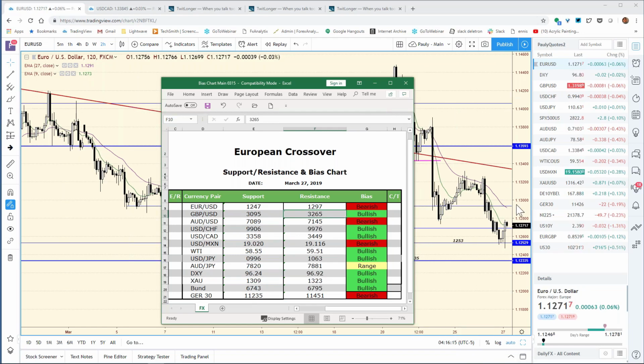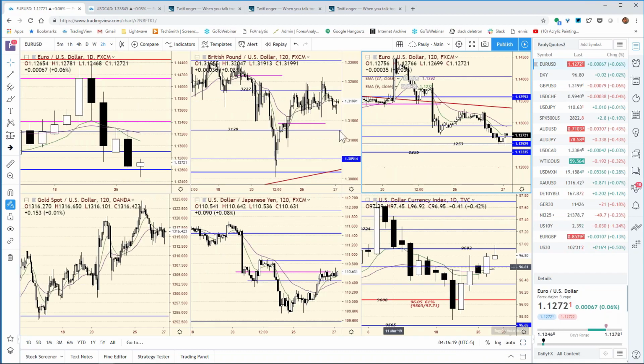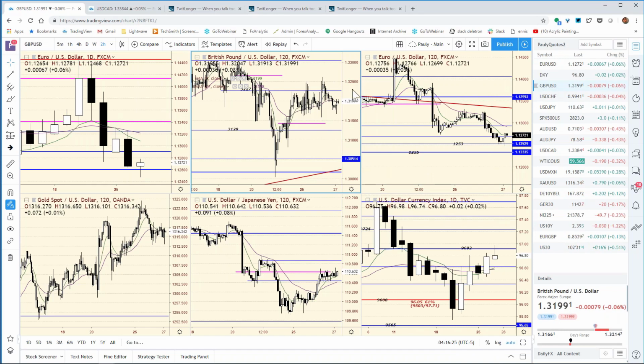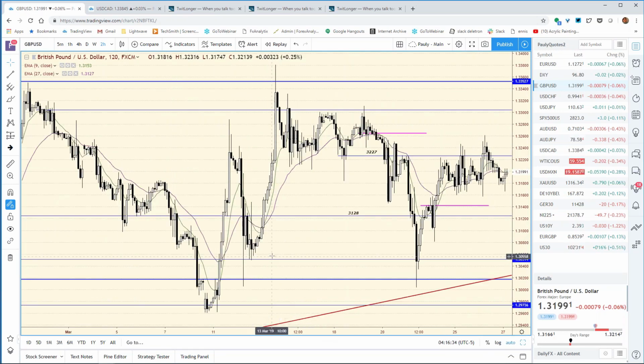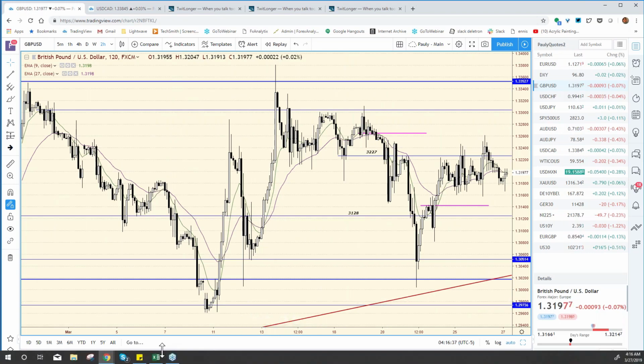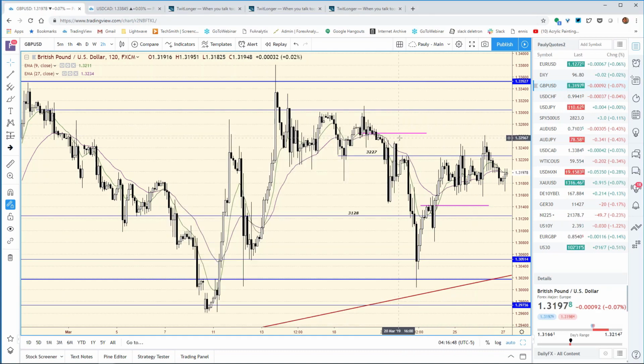Moving on to the cable, which has stayed in a relatively tight range. We had mentioned this yesterday, and that kind of kept the market in tow, which was this 32.65. We got up as high yesterday as 32.61. Here's where we had that 32.65.